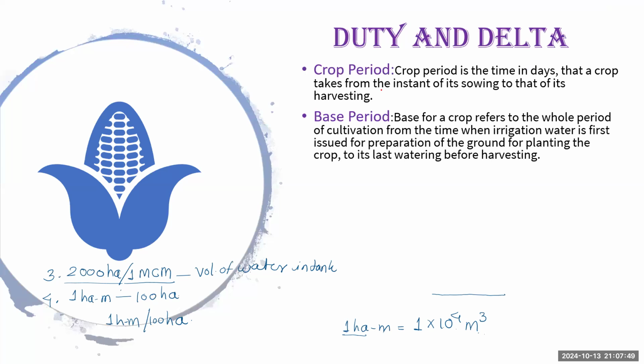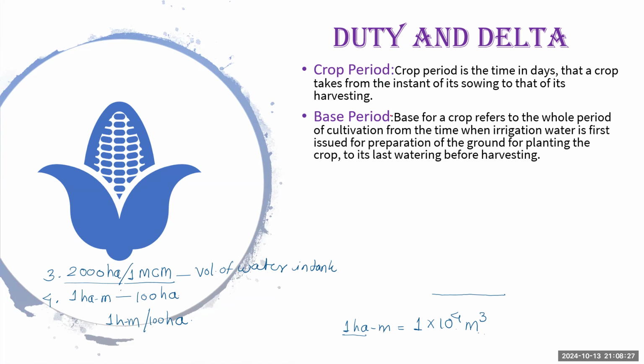Now, up till now, many times we have used the terms crop period and base period. So what is crop period? Crop period is the time in days that a crop takes from the instant of its sowing to that of harvest. From sowing to harvesting is the crop period. And what is base period? Base period is from first watering to last watering. That first watering may be issued for preparation of the ground. It may not be for the actual crop, but before sowing the crop, the first watering may be applied.